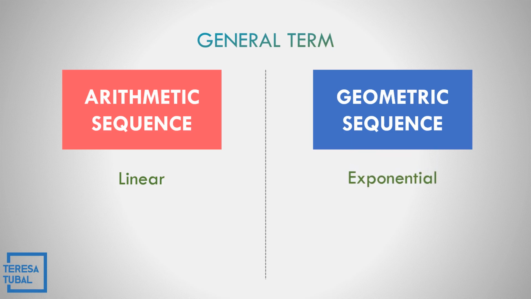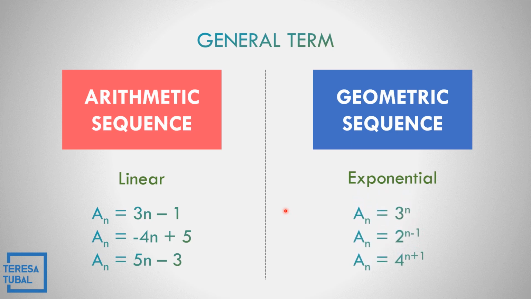Examples of linear are a sub n is equal to 3n minus 1, a sub n is equal to negative 4n plus 5, and then a sub n is equal to 5n minus 3. As you can see, the highest exponent of n is 1. So linear, highest exponent is 1.